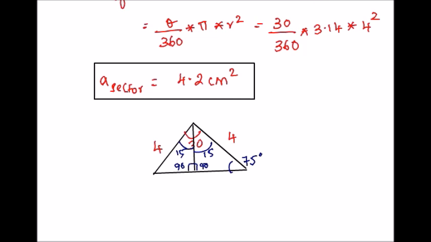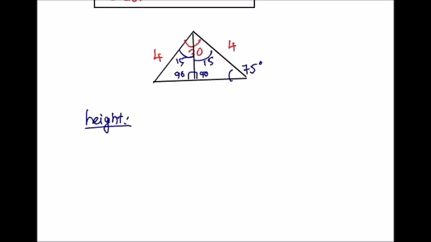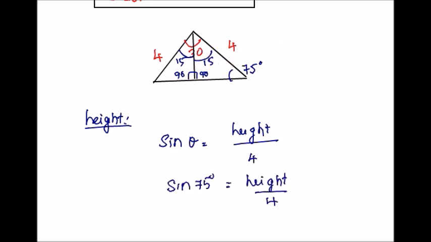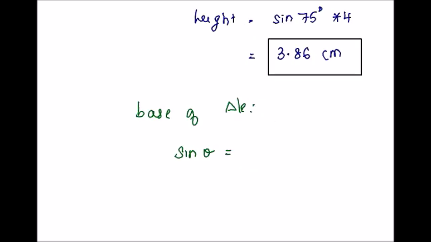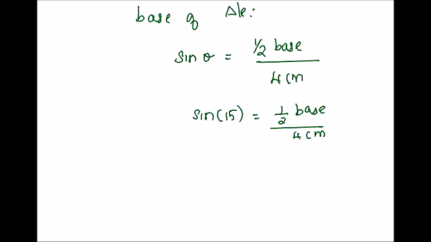For this triangle, we need to find the height of the triangle and base of the triangle to find the area. We can use the sine trigonometric formula. Opposite by hypotenuse. Opposite is height and hypotenuse is 4. Plug in theta value. Cross multiplication. Now let's find the base. In the same way, opposite by hypotenuse. Theta would be 15 for this one. Cross multiply. Again cross multiply. So the base is 2.07.